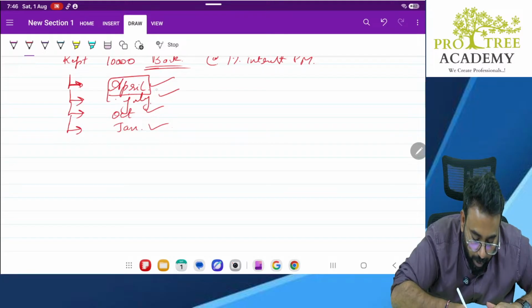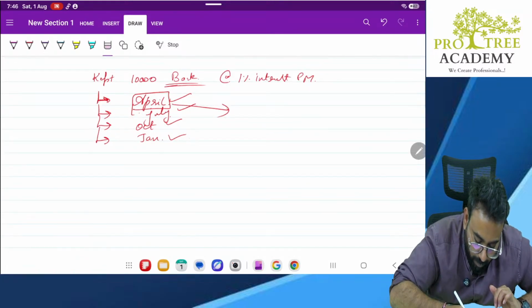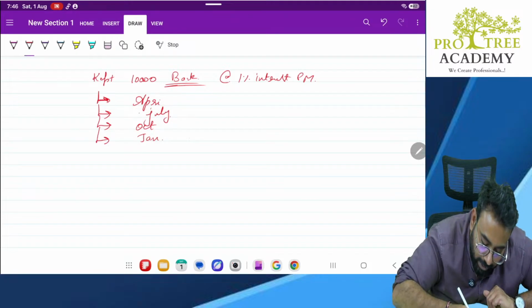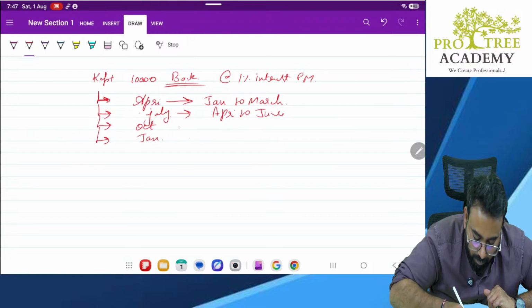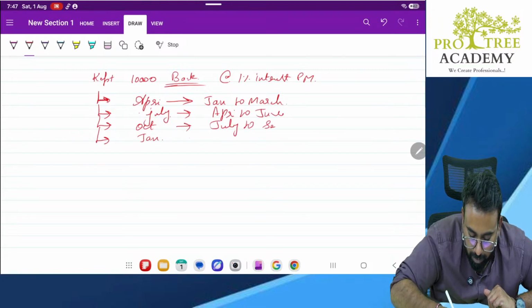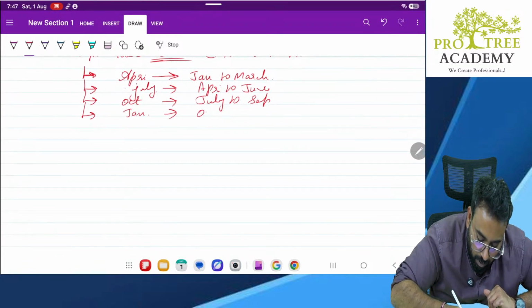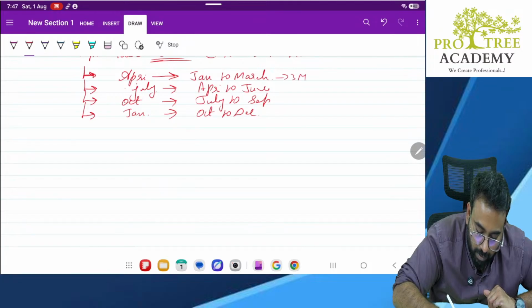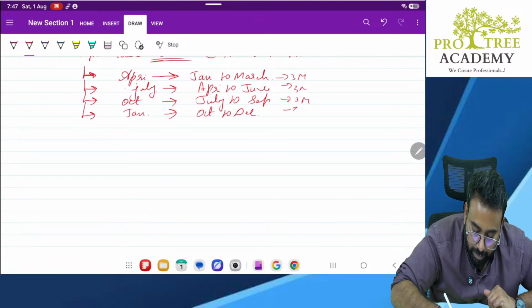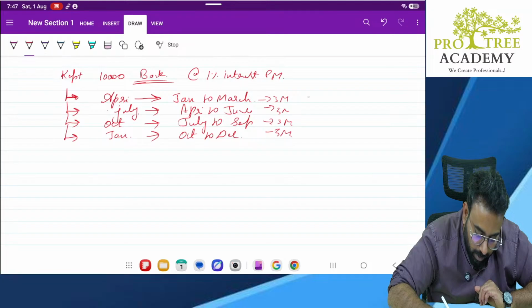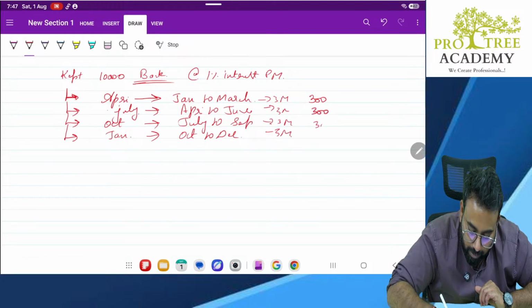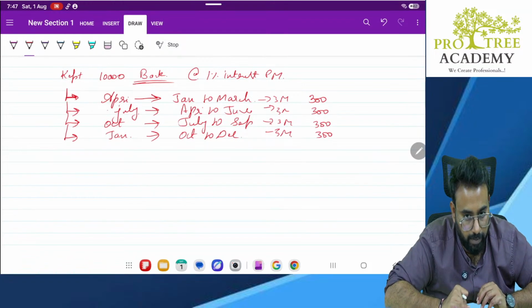So in the month of April, whatever interest is paid is from January to March. The one paid in July is from April to June, then July to September, and October to December. 3 months each. At 1%, it is 100 rupees per month, so 300, 300, 300, 300. Is everybody following?